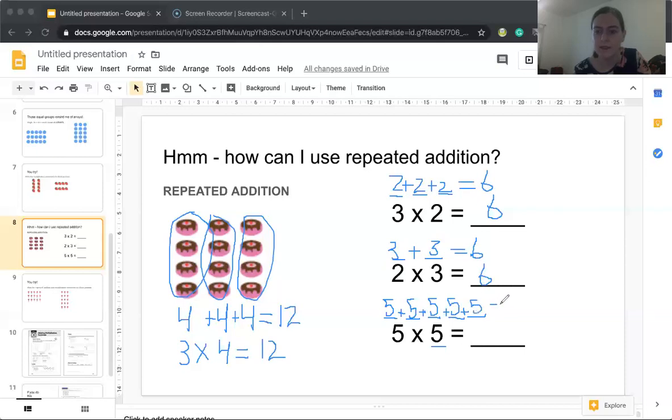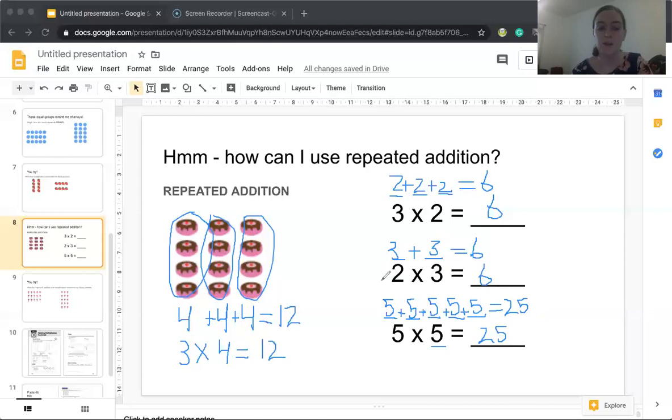All right, so 5 plus 5. Another thing I could do is skip count here. That might make it easier. We know how to skip count. We know how to go 5, 10, 15, 20, 25. So the sum of this addition sentence is 25. And because we used this, we know that that product is the same thing, 25.